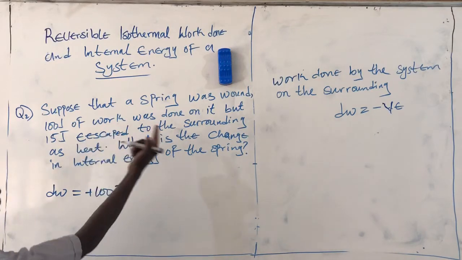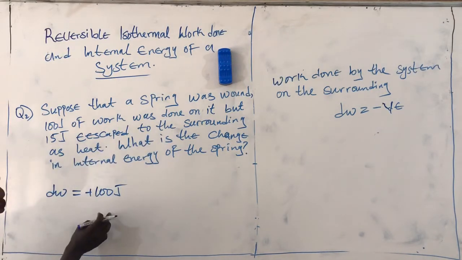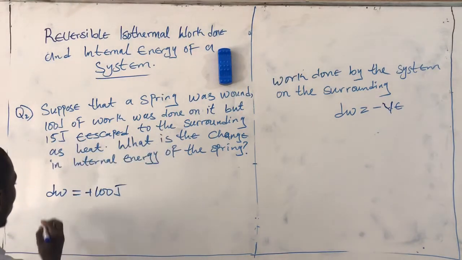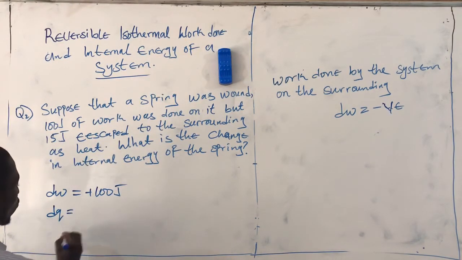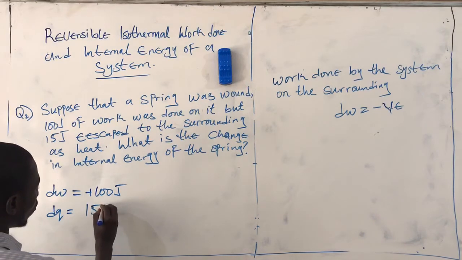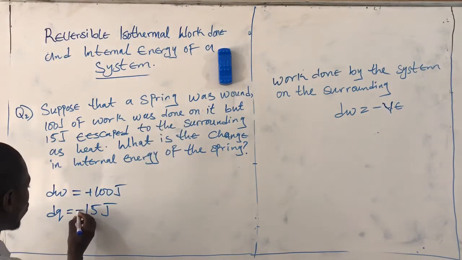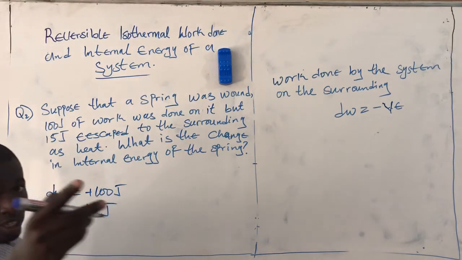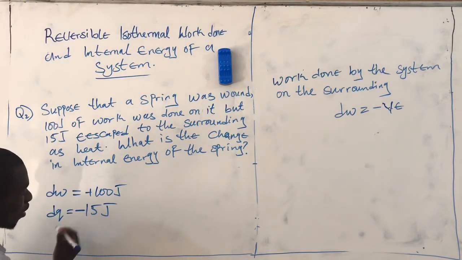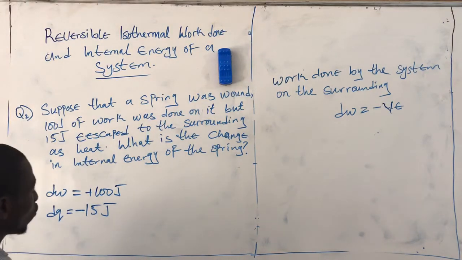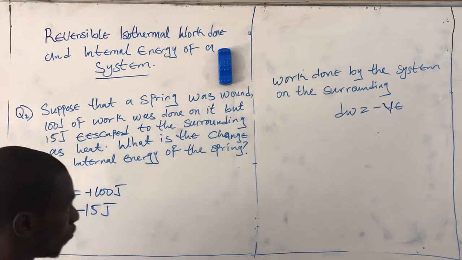But out of this 100 joules of work that was done on the spring, 15 joules escaped as heat. The Q is equal to what? 15 joules escaped as heat. Therefore, it's going to be negative because it escapes. This negative signifies that the system loses some of its internal energy, so it's going to be negative.